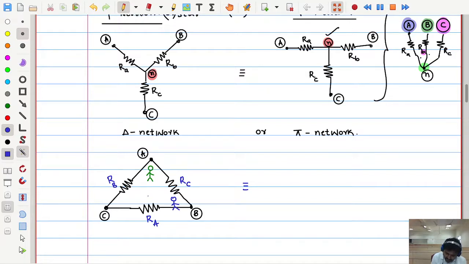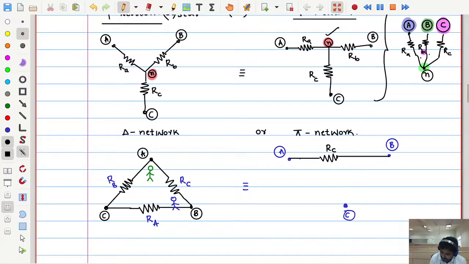Now, can I make this delta connected pattern into a different form, like this? See here, let me consider here A, here B. A and B nodes are there. Somewhere here I will consider the C node. Between A and B one resistance is there. What is that resistance? It is RC.